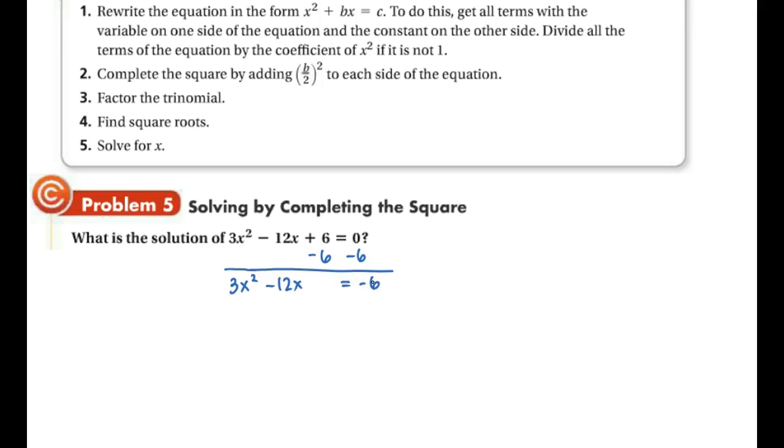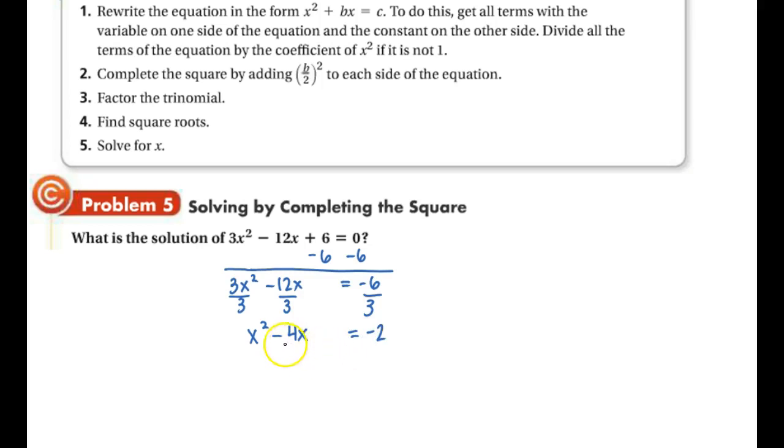From there, I noticed that the leading coefficient a is not 1, so what we want to do is divide everything by that number to make sure that it is 1. So divide everything by 3, including the other side. Now we have x squared minus 4x equals negative 2. Now we have the perfect conditions for completing the square.